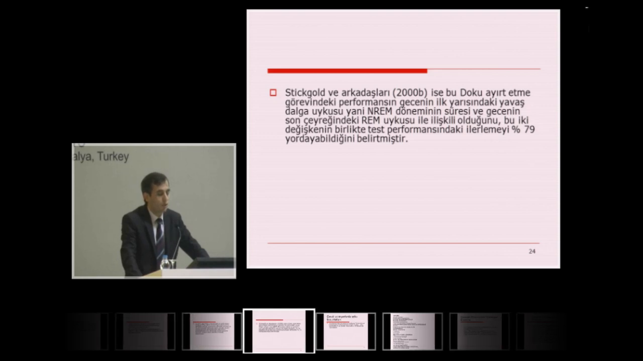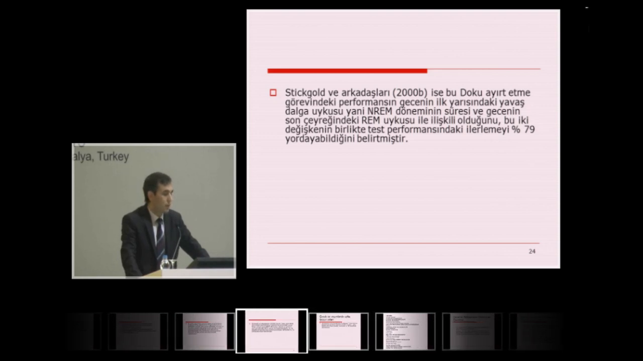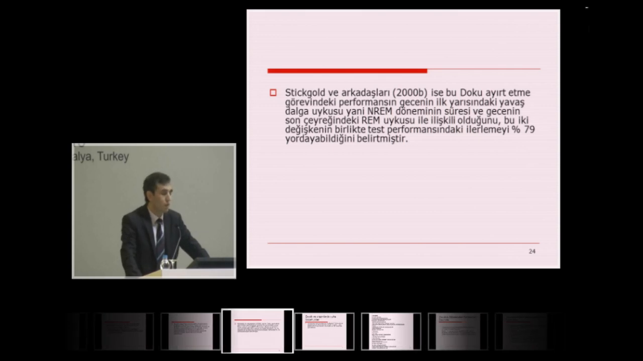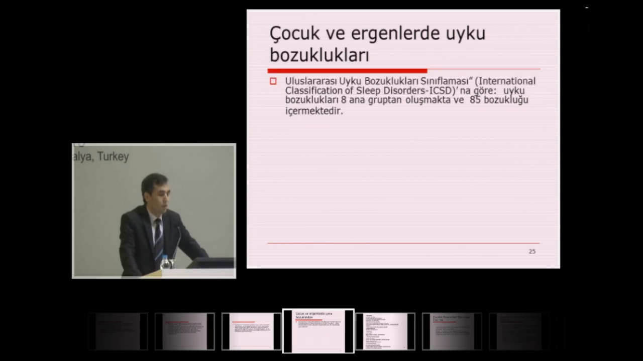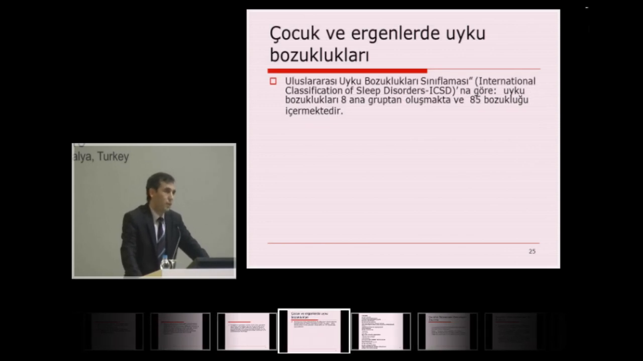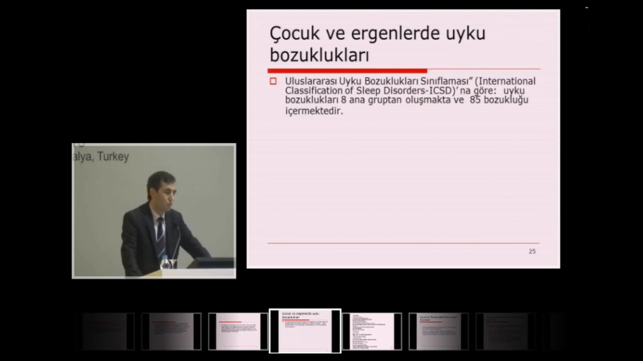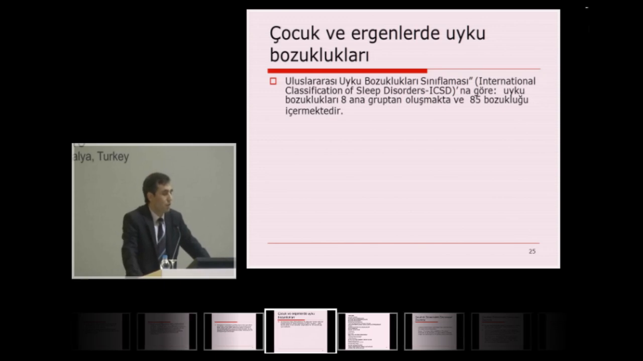Sickles and friends, thanks to this texture discrimination method, showed that this performance was very important, and that sleeping after education was very important to strengthen the knowledge.